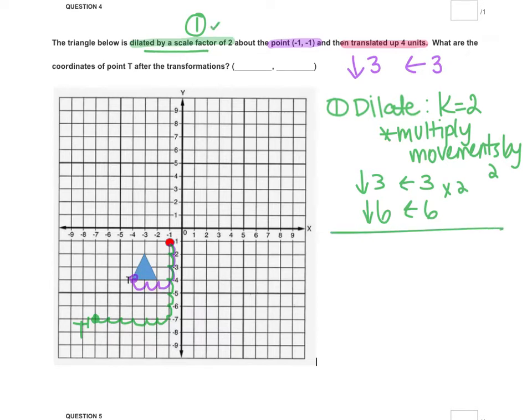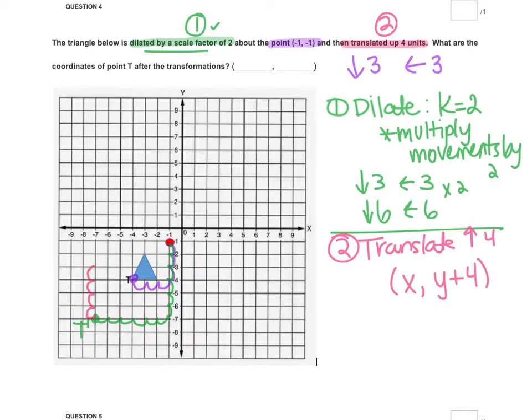Now step 2, we still have to translate up 4 units. For a translation up 4, we keep our x value, but we add 4 to our y value. So we're going to go up 1, 2, 3, 4, making our T double prime, after both transformations, at a new location of -7, -3.